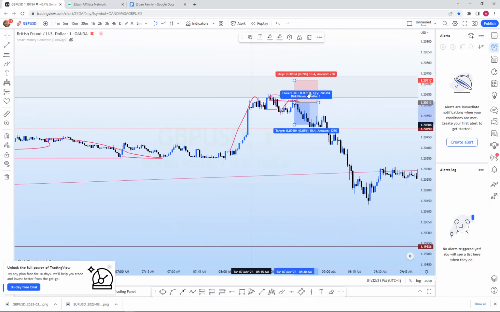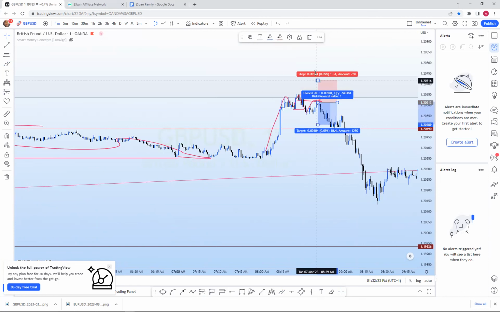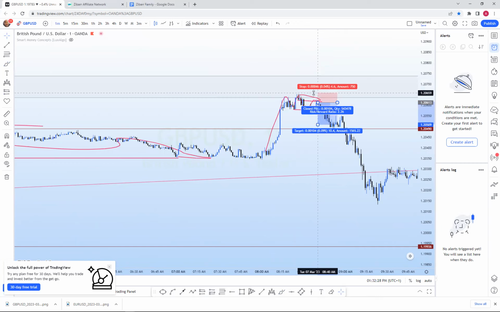Now, I always like to be more conservative with my stop loss, so I put it slightly above the supply zone. Some traders would like to put it here, but I always like to put it above there because of manipulation and other reasons. So the risk on this trade was basically just about 12 pips.